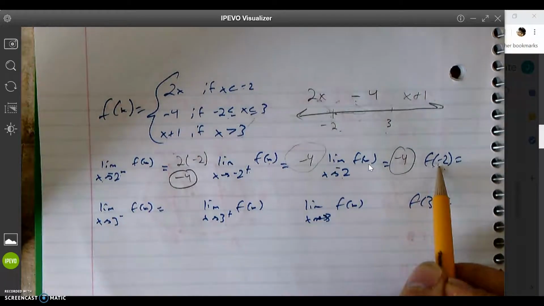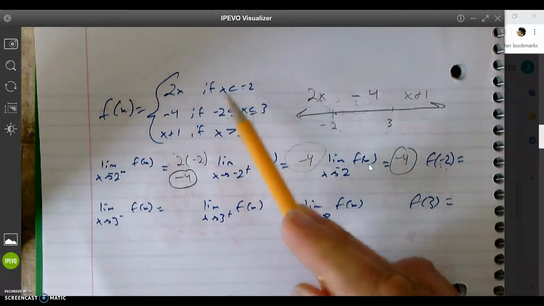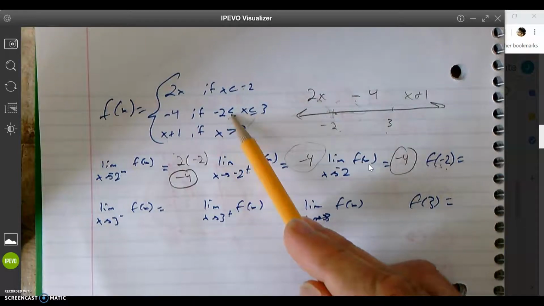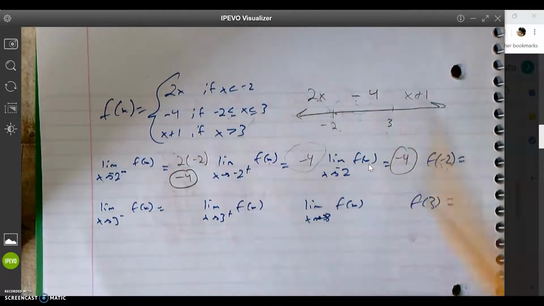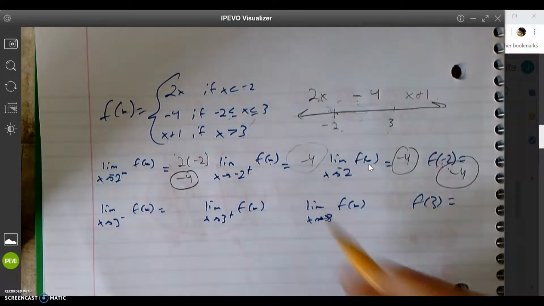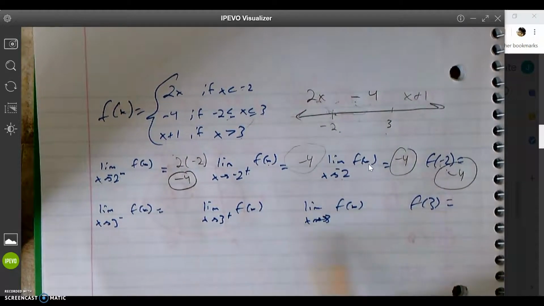Okay, so now, what is the actual point at -2? That's what it's asking. What's the actual point at -2? So I look here at my domains, and here's -2. It equals -2 on this part, which is, bam, -4. Yeah, there you go.